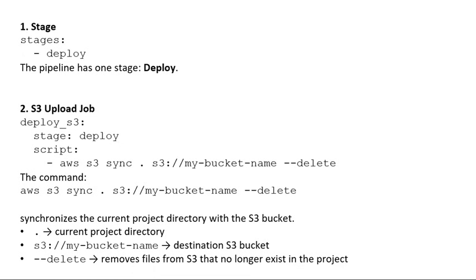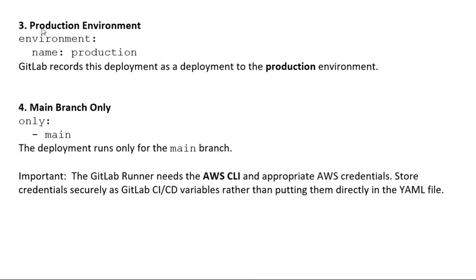the project. And the third step is the production environment: environment: name: production, as GitLab records this deployment as a deployment to the production environment. And fourth is main branch only: only: - main, so the deployment runs only for the main branch.